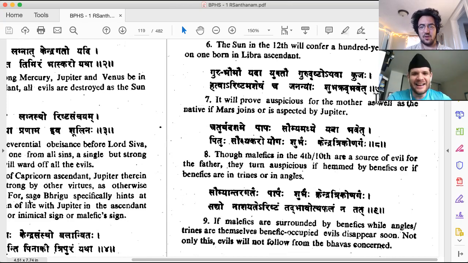It will prove auspicious for the mother as well as the native if Mars joins or is aspected by Jupiter. And this is a controversial one because I think we've talked about this one before.